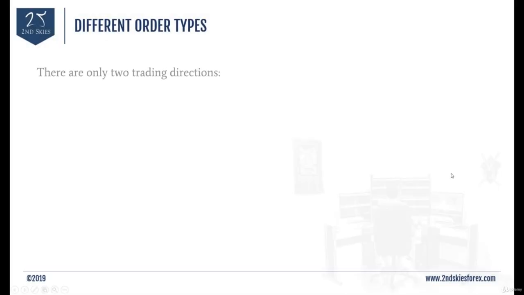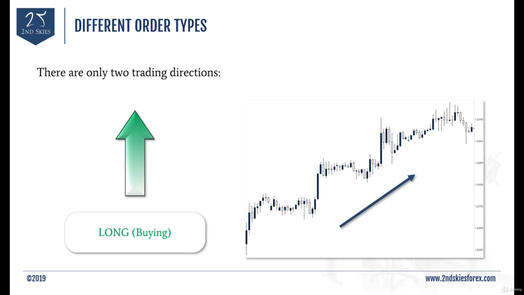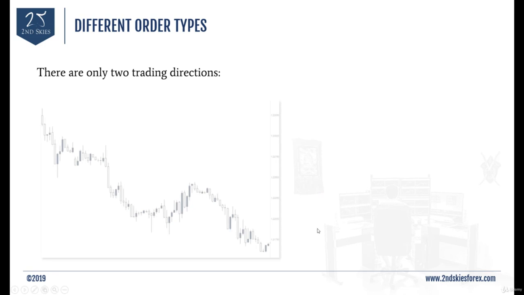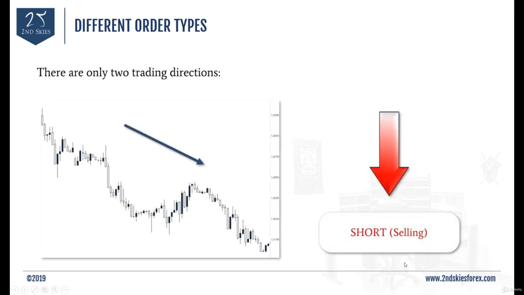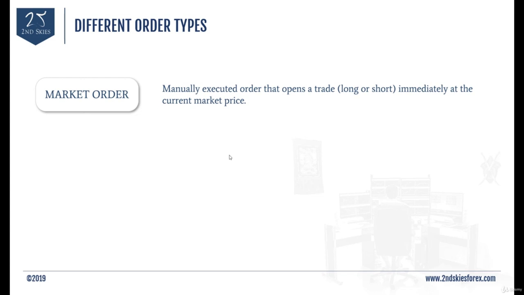Basically, there are only two trading directions in the market. The first one is to go long, which means you're buying in anticipation of a currency strengthening versus another, which means price is moving up. Or you're going short, which means you're selling in anticipation of lower prices. There are two ways to get into a long position or a short position, which means buy or sell.